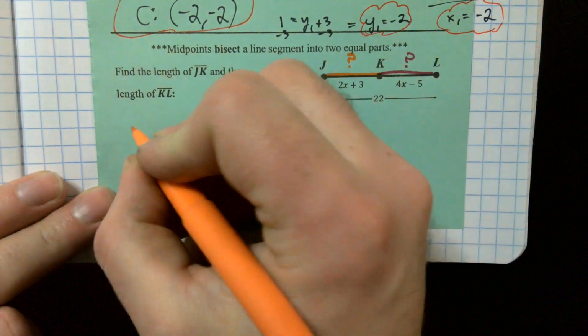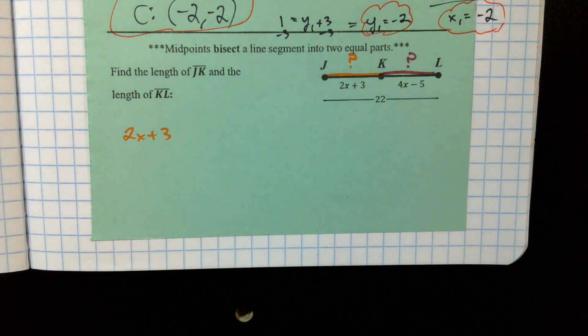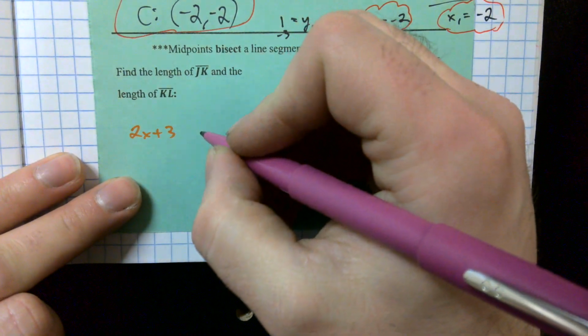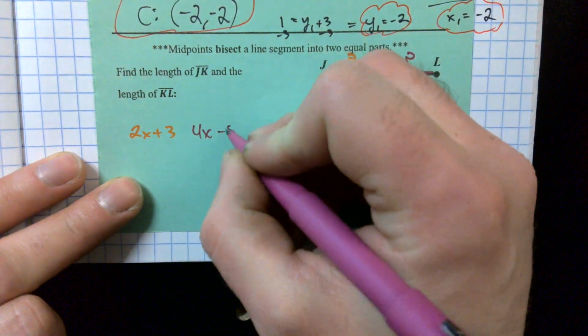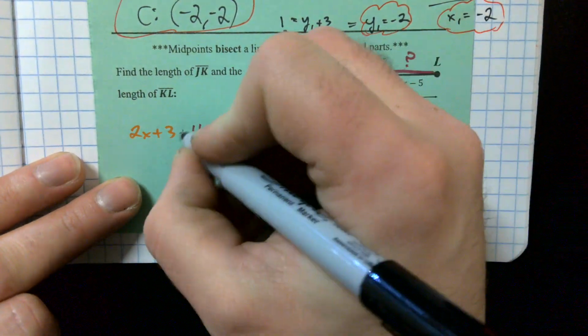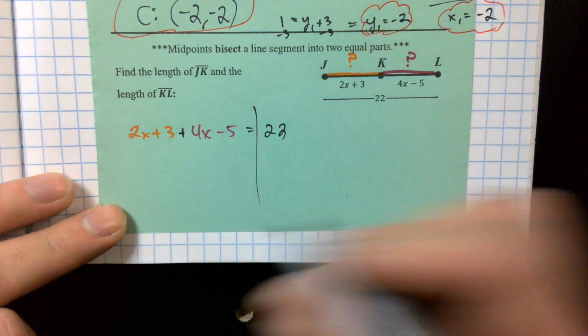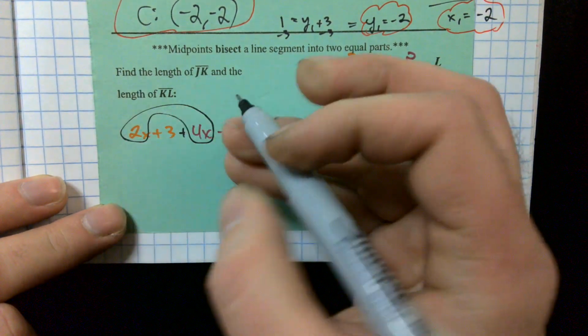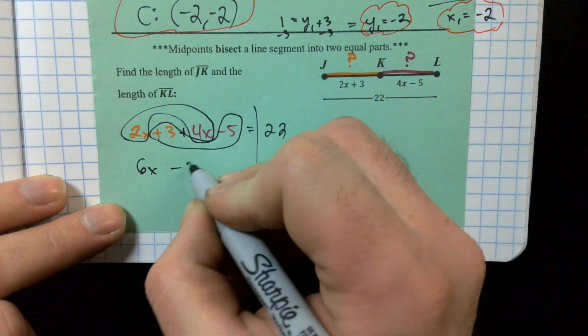All right, so JK, 2x plus 3. Again, there's different ways we could do this, but I'm going to do it this way. (4x minus 5). If I add those together, what should that be equal to? 22. Yeah. Right? So I'm going to add the 4x and the 2x. That gives me 6x. I'm going to add 3 minus 5. That gives me negative 2.